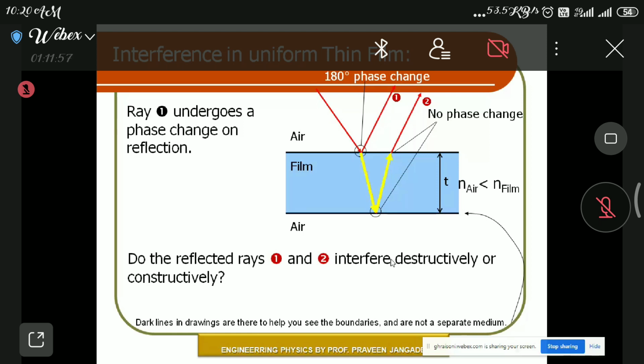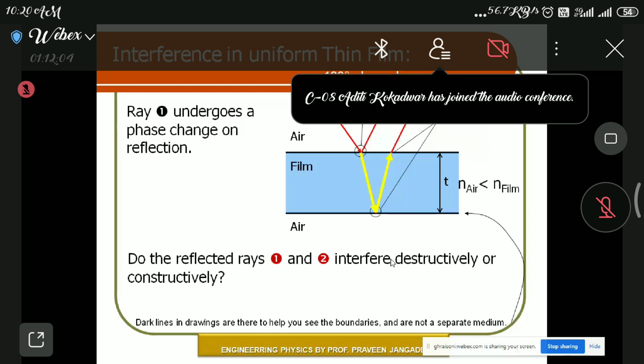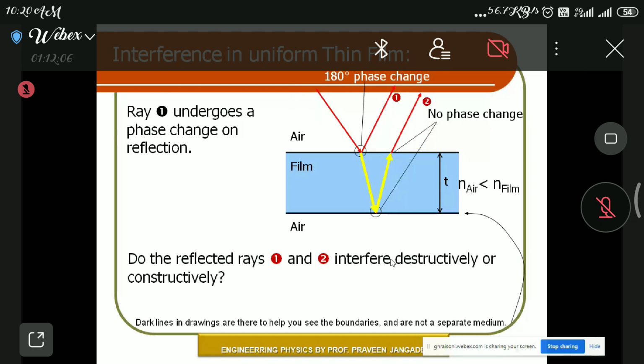Now, there is a question like, do the refracted rays 1 and 2 interfere destructively or constructively? So how will we say whether they will intersect, because the rays that are coming, that is ray 1 and ray 2, are two parallel rays. Okay. So, are they going to intersect? That is the first question. And if they intersect, whether their intersection will produce constructive or destructive interference.